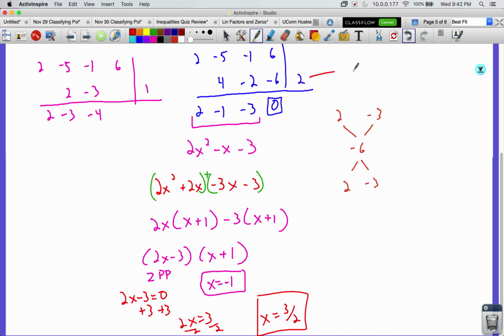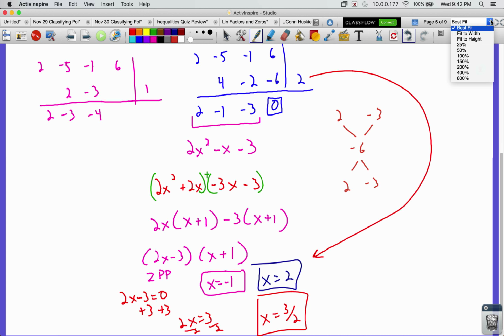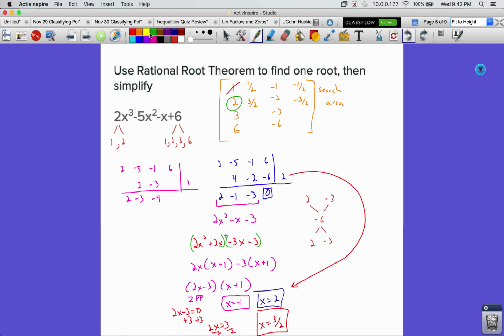And then let's bring this down here so all our answers are near each other. X equals 2. And there's all three of our answers. If we go back up to our search area, you will see all of them were in the search area, -1 and 3 halves, which means it can't be any of these other ones because we were only allowed 3. So I'll cross them all out.